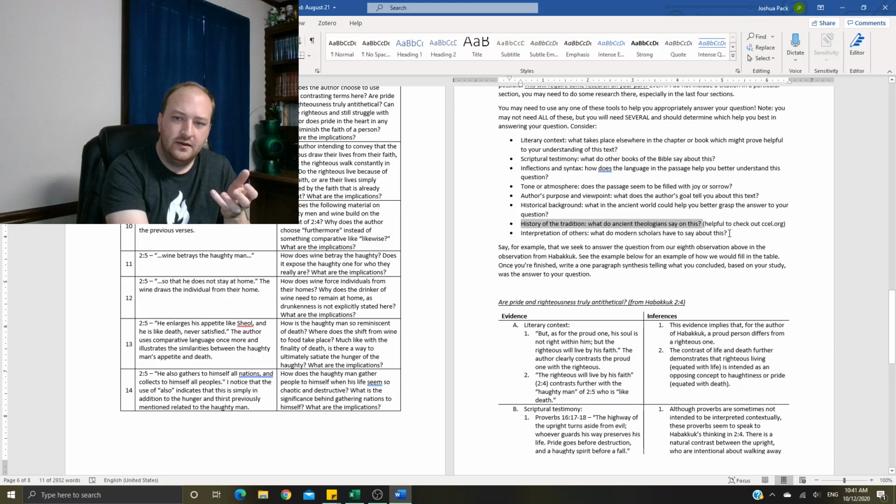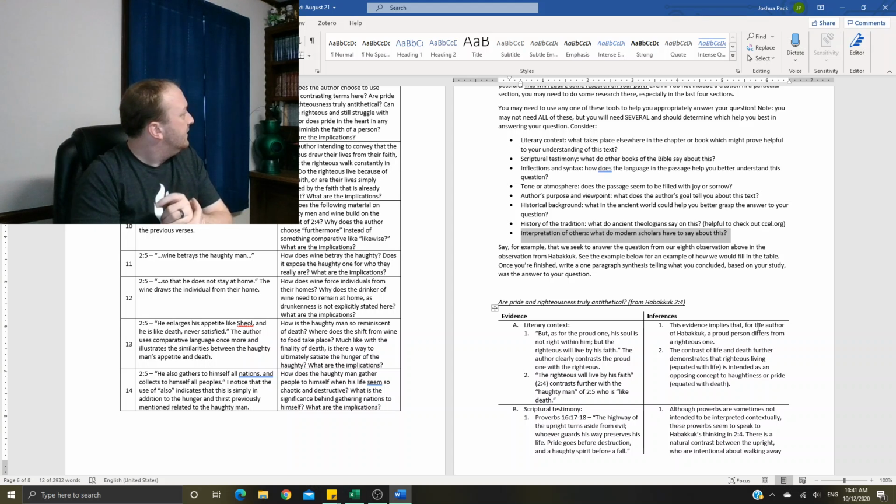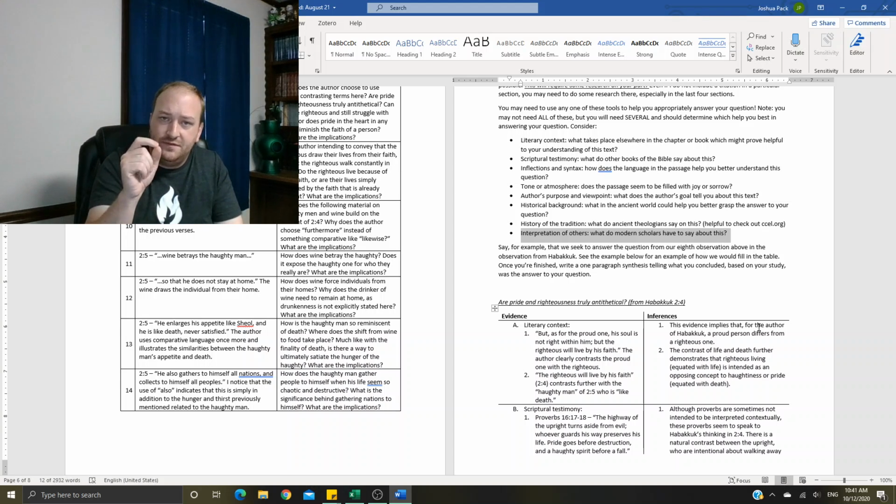And then finally, the interpretation of others, modern scholars. We want to look at things like commentaries. And if you haven't necessarily seen a commentary before, I'm not expecting you to have. Commentaries will focus specifically on one book of the Bible in a lot of cases. Sometimes you can get whole Bible commentaries, but they're actually not quite as useful to you as a specific book is probably going to be.